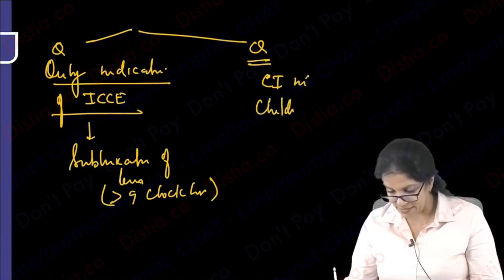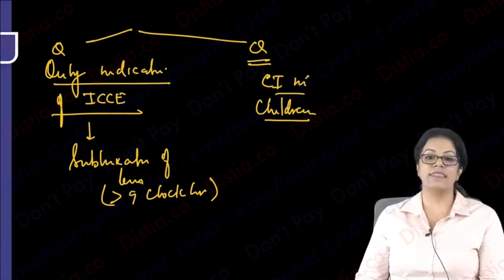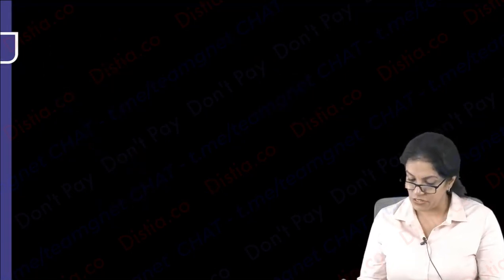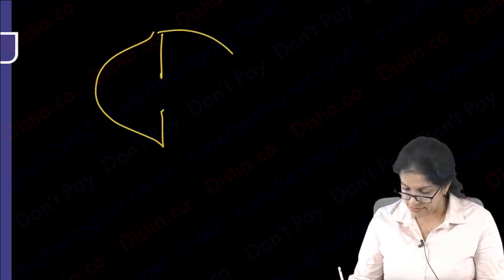Then third, a very important question or information, is that it is contraindicated in children. So this is contraindicated in children. Why is the surgery contraindicated in children? It needs a mention here, very, very important and interesting.